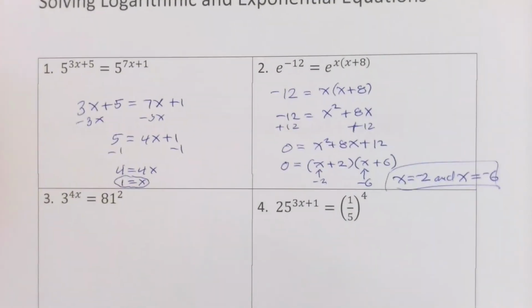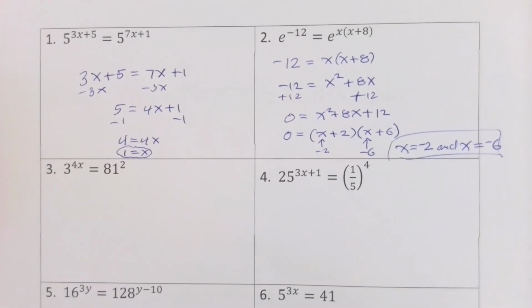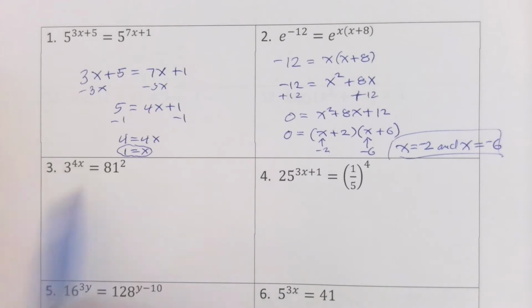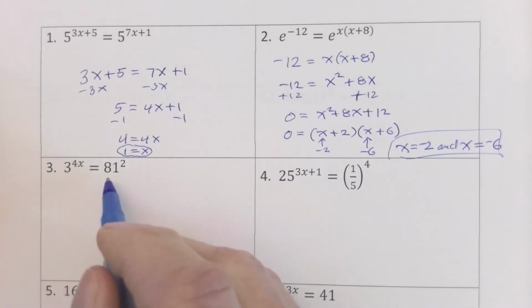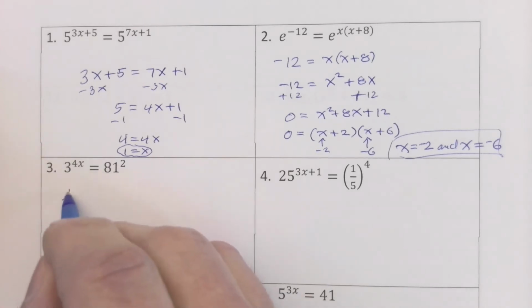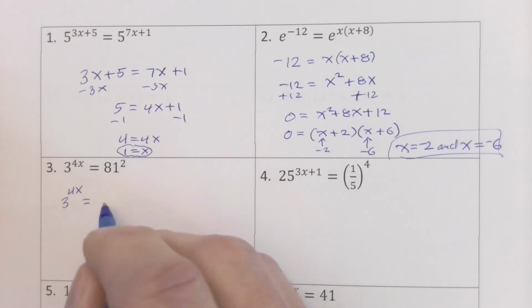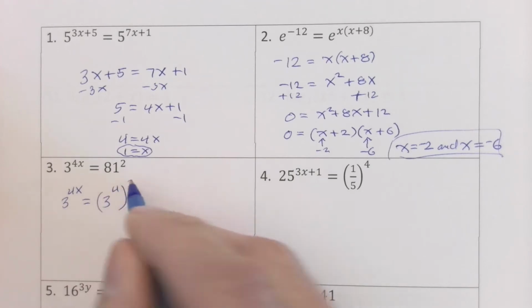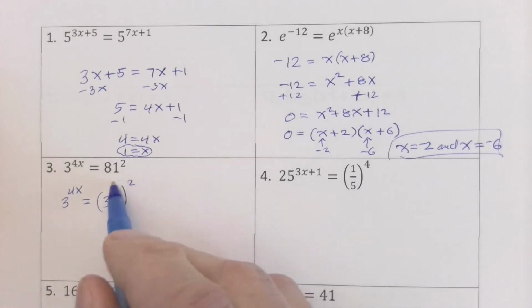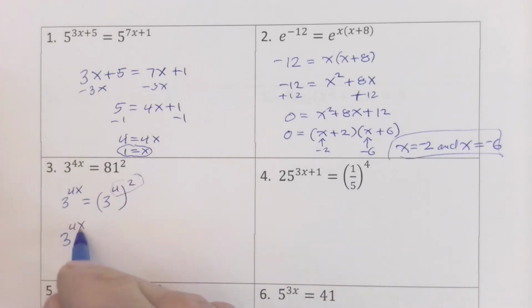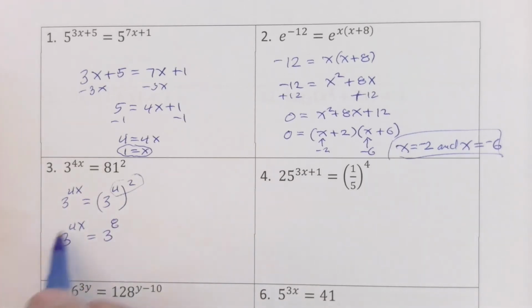Here's another problem where I have equal powers, but I don't have equal bases. Base 3 here, base 81 there. This is where it's helpful to know that 81 is just a power of 3. As a matter of fact, 81 is 3 to the 4th power. 3 times 3 times 3 times 3 is 81. So I'm going to rewrite the right side of this equation as 3 to the 4th raised to the 2 power. Then I'm going to take these exponents and multiply them together. And now I have equal powers with equal bases. So, of course, that means the exponents are equal. So 4x equals 8. Divide both sides by 4. X equals 2 is the answer to this problem.